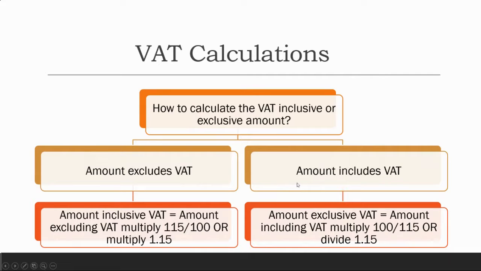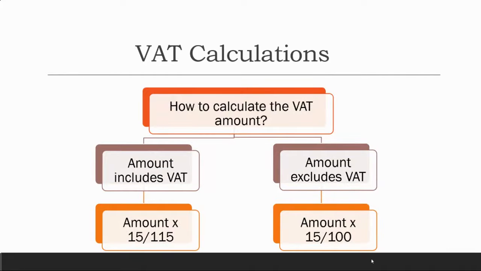The opposite applies if they give me an amount that includes VAT, but I want to work out the amount excluding VAT. I take the amount inclusive of VAT, I multiply it with 100 over 115. So what do I want? The amount excluding VAT. The amount that I have is the amount inclusive of VAT. Or I divide it by 1,15.